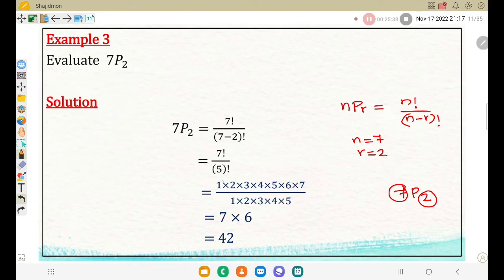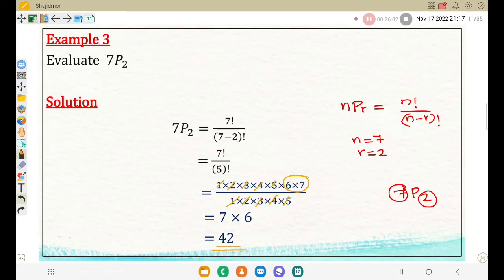Now what terms can we cancel? 1, 2, 3, 4, 5 can be cancelled with the 1, 2, 3, 4, 5 in the denominator, correct? So what will be the balance? 6 multiply 7. 6 multiply 7 means what will be the answer? Equal to 42, correct? Same thing, if you enter it in your calculator, you will get the same number, equal to 42. So this question we did the manual way, without using a calculator.